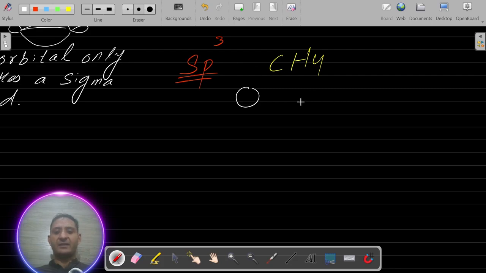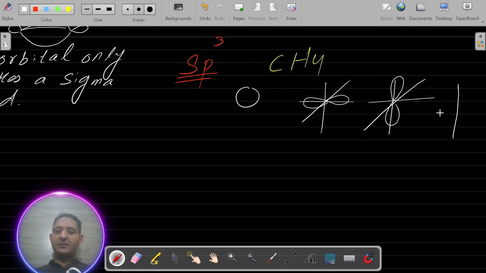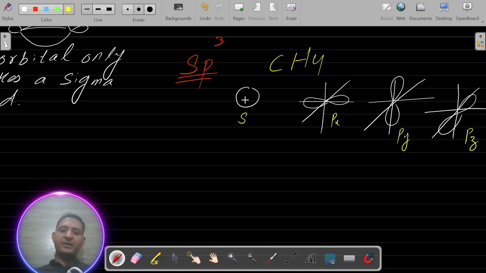For example, we have this px, a p orbital available on the x-axis. We have this py, and in the end we will have this pz orbital. Okay, it is the s orbital, it is px, it is py, and it is pz. So when these one s and three p orbitals intermix together, we will get four hybrid orbitals.